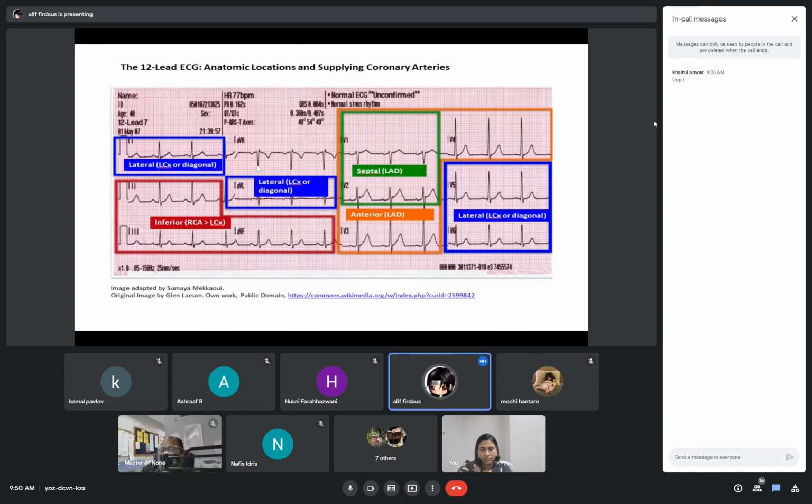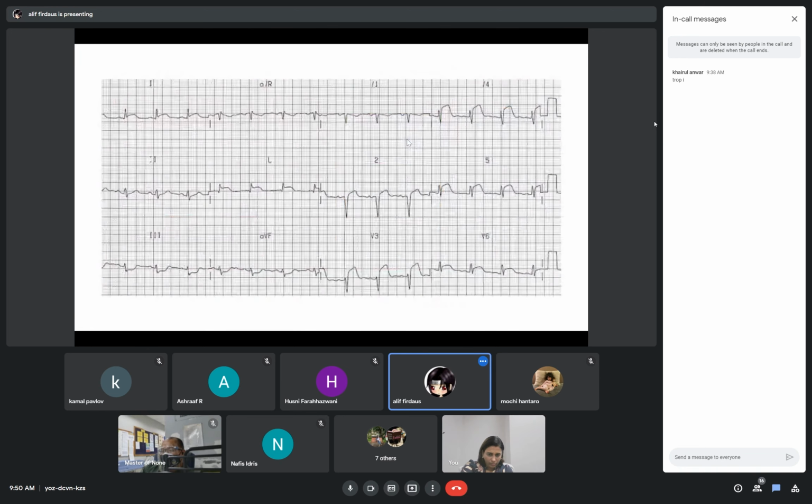So from this diagram, it is easier for us to memorize the leads and the affected region of the heart. Lead 1 and AVL, the lateral part of the heart. V5 and V6, the blue box, also the lateral part of the heart. And for the inferior MI, it is lead 2, 3 and AVF. And the anterior and septal is from V1 till V4 in the orange box and green box.